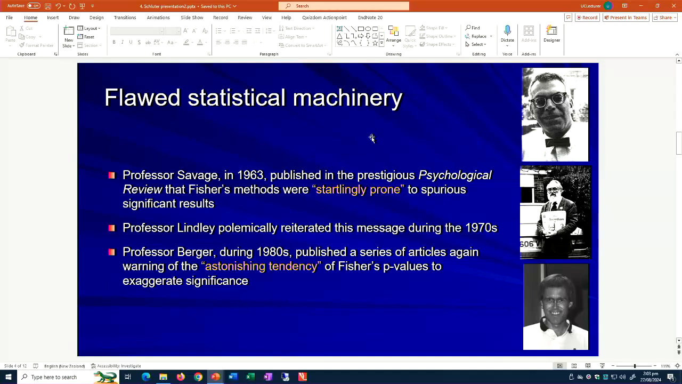That was in '63. Professor Dennis Lindley, and I had the real privilege of meeting Dennis in the UK, reiterated that message during the '70s. And Professor Jim Berger, who was an Erskine Fellow here, came here a couple of times. And again, I was fortunate enough to meet him. That was around my PhD sort of stuff. He published a series of articles, again, warning of the astonishing tendency of Fisher's p-values to exaggerate statistical significance. These are all statisticians, right? Internationally renowned statisticians. So within the field of statistics, we've known this. And yet, in the field of medicine and healthcare, it doesn't seem to have penetrated terribly much, at least in my experience.